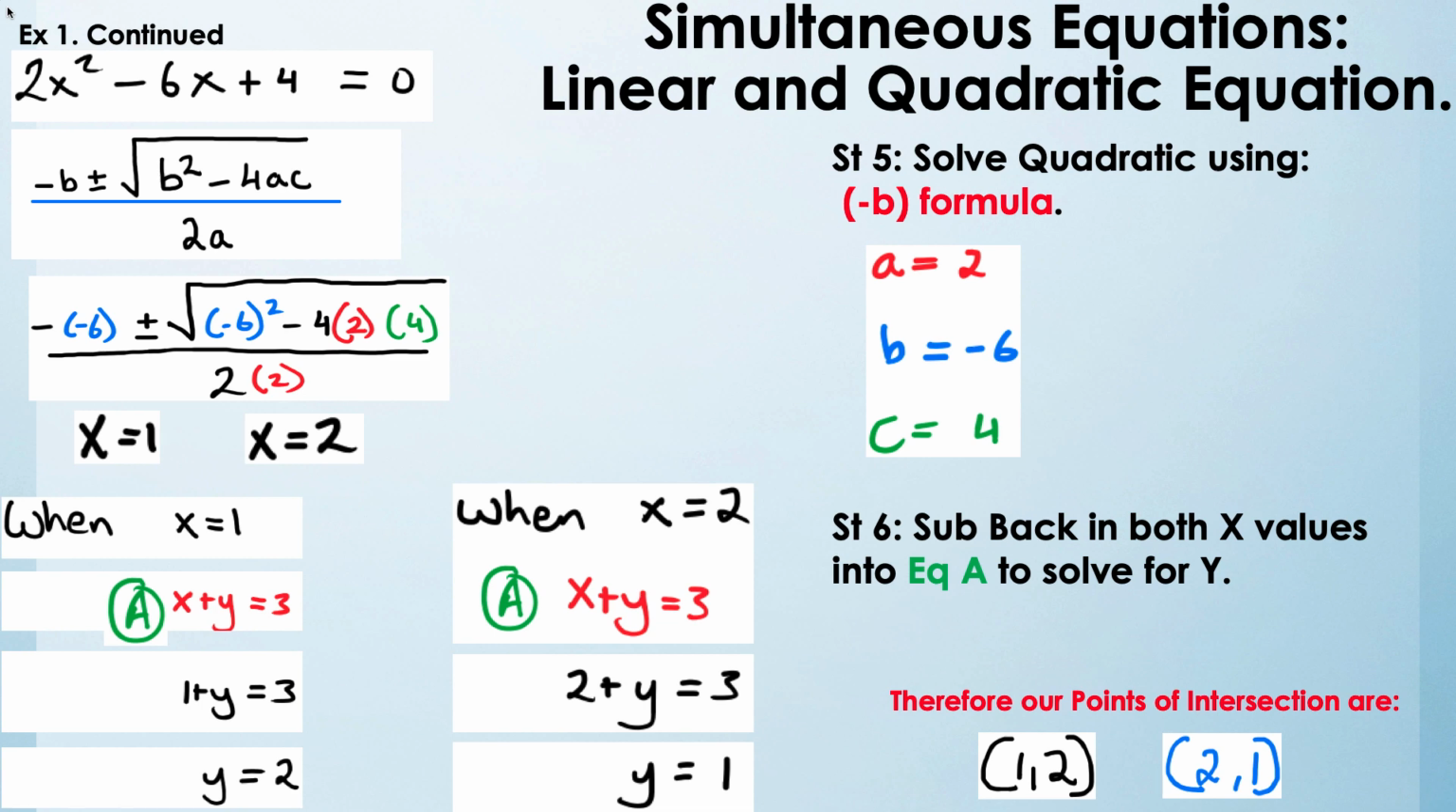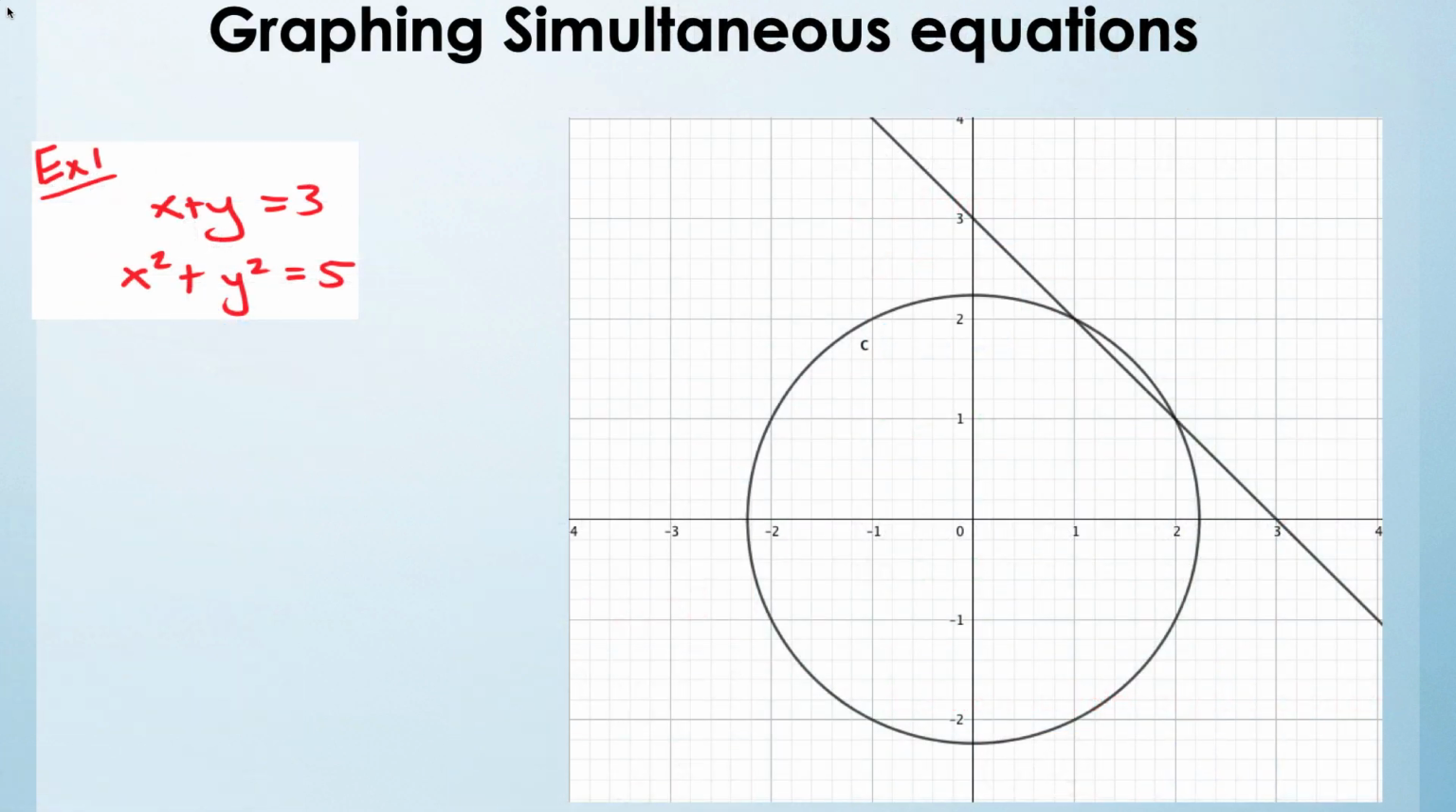Points of intersection. So if you were to graph these two, there is your x squared plus y squared is equal to 5. There's your x plus y is equal to 3. They intersect at (1, 2) and (2, 1). That's what you figure out. That's what you're doing when you're doing simultaneous equations. You're figuring out where your two lines intersect, or because we're dealing with a line and a circle, you're finding out where they intersect. That's the whole thing. Right, you're going to do one of these.